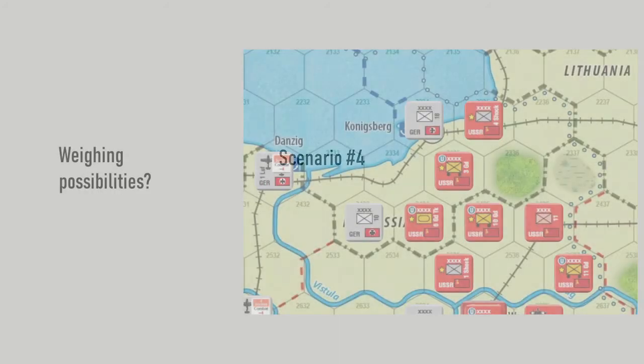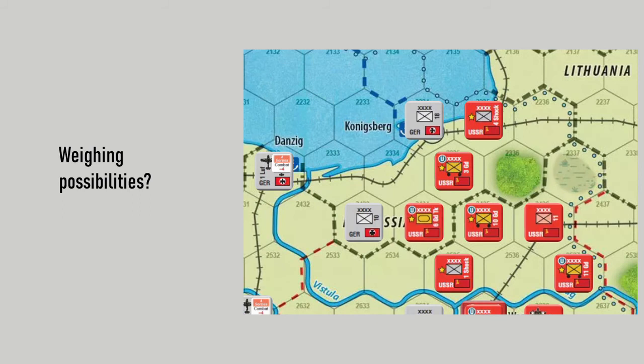We'll do one last scenario and we'll show how you can tease out several different possible scenarios. This is slightly more complicated, but not so advanced that we need additional mathematical tools for it. This is from an actual game, and I definitely did not handle it in the game as well as I could have done. The Soviets want to take Königsberg.